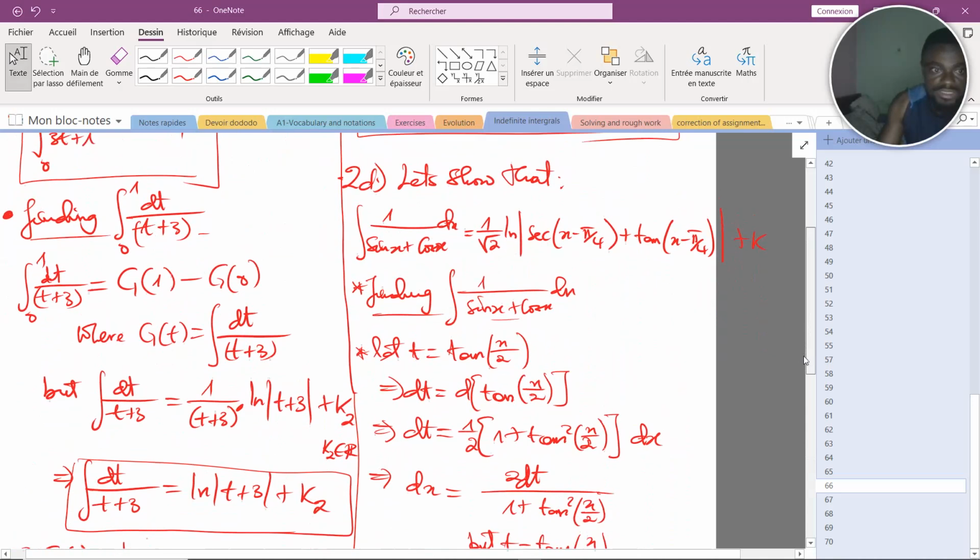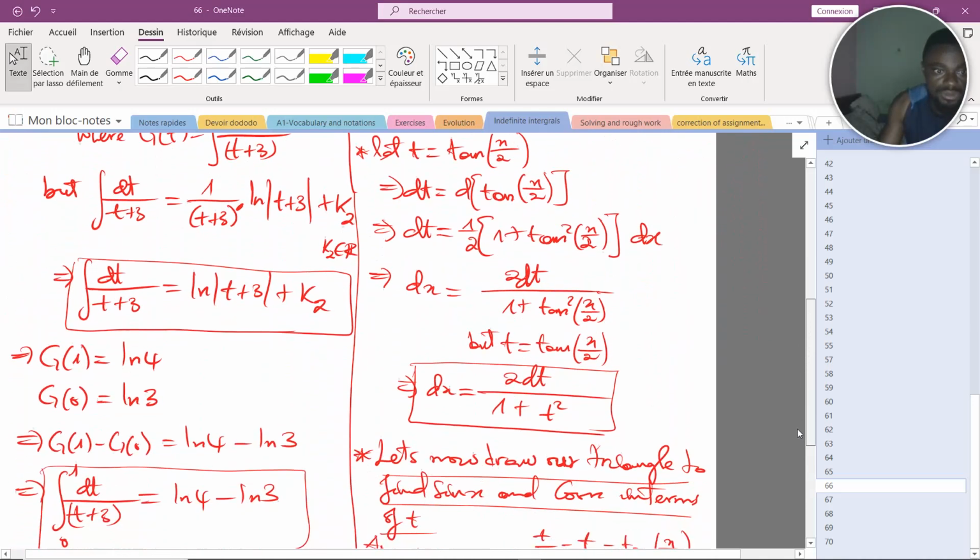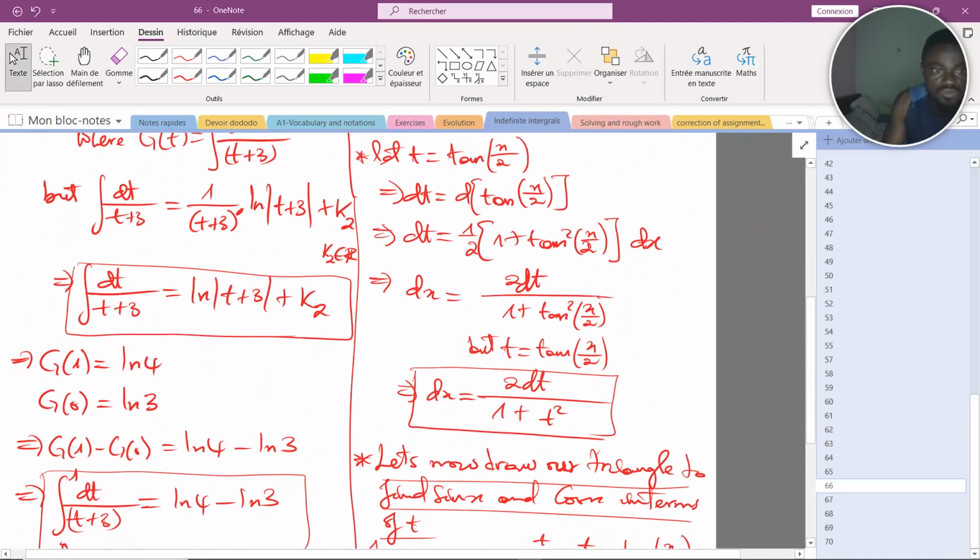So we can already find G of 1 and G of 0. Our G of 1, when I replace 1 here, I'll have ln of the absolute value of 4. The absolute value of 4 is 4, and so G of 1 will be equal to ln of 4. When I replace 0, we are calculating G of 0, I'll have ln of the absolute value of 3. The absolute value of 3 is 3, so G of 0 is equal to ln 3.